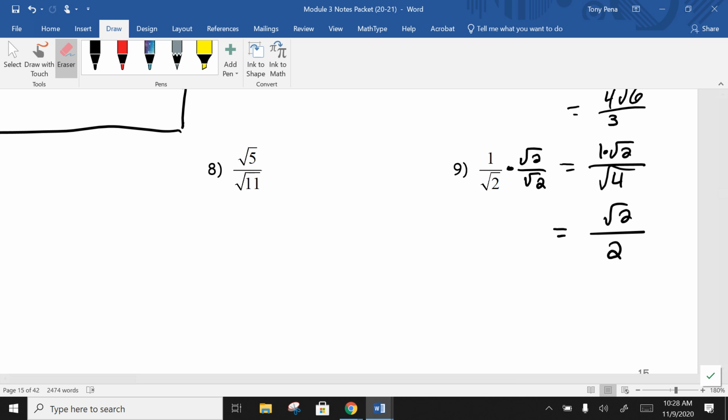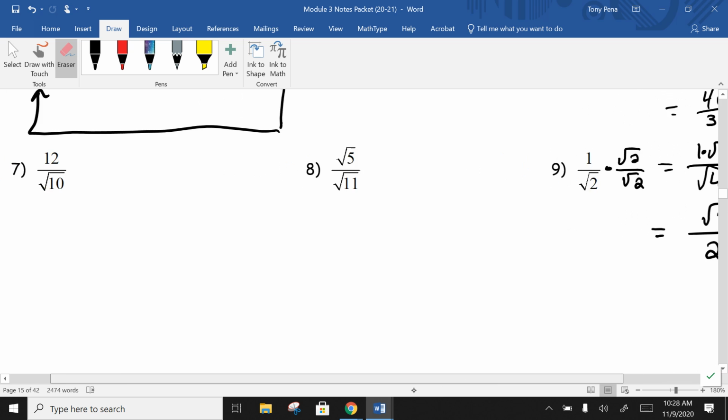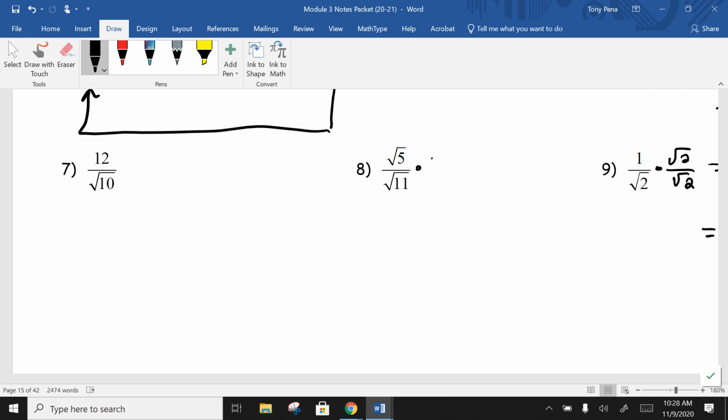All right. So 8. Root 11 is our denominator that we don't want, so you're going to do root 11 divided by root 11.